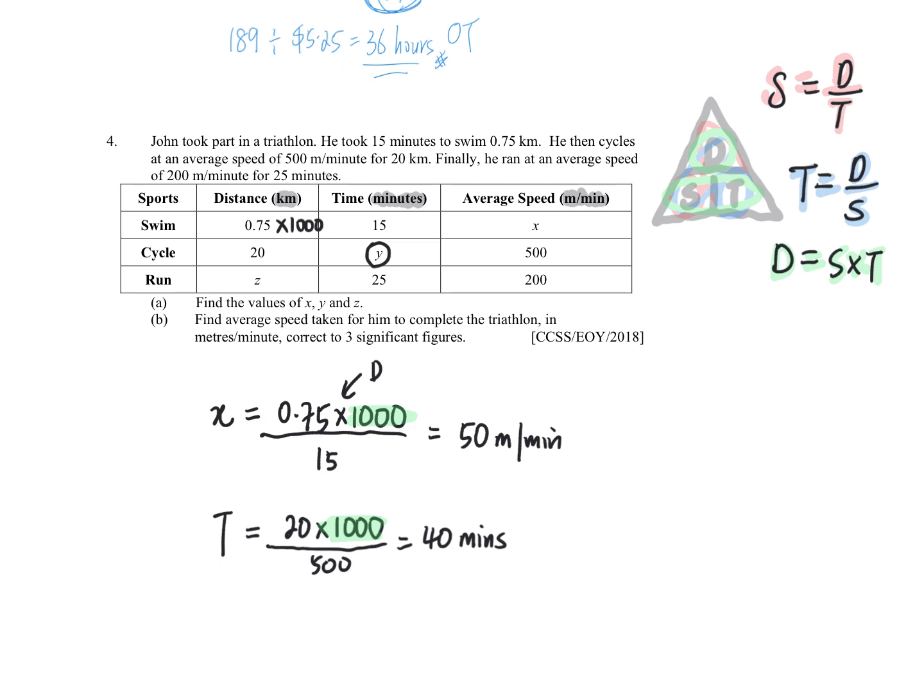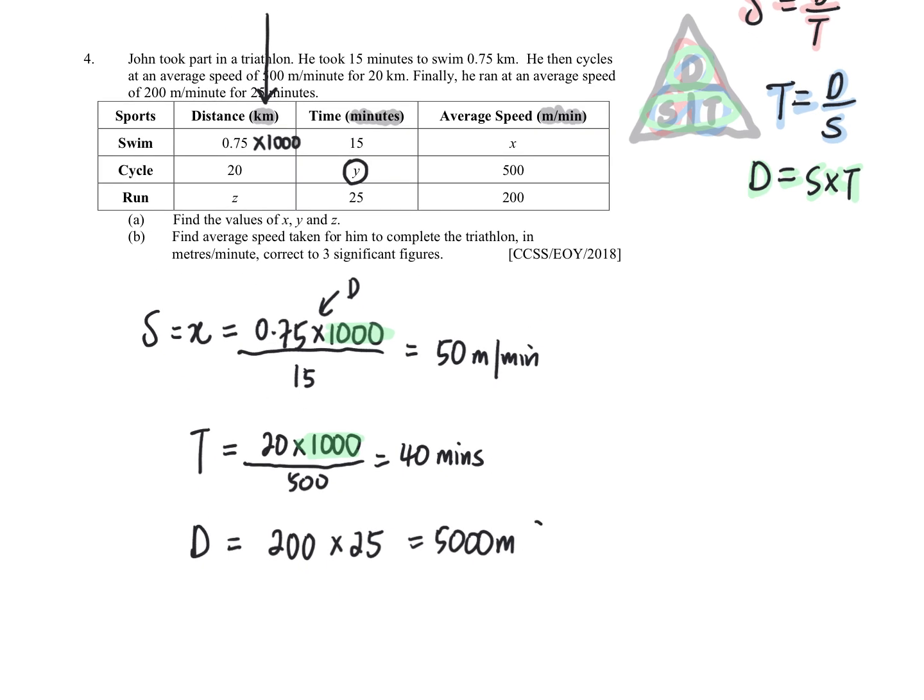Last one, I want to find distance. So distance is speed times time. So speed times time. You get 5,000 meters. But to put under this column, you must change to kilometers. So one more step, divide by 1000, is actually 5. So some of you never pay attention to the units.